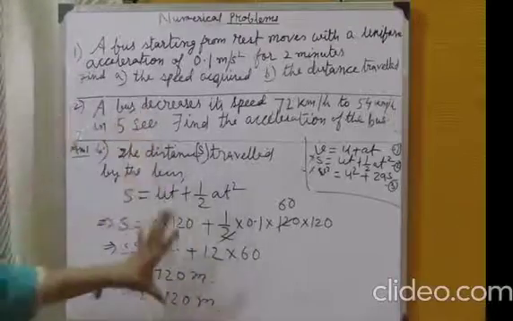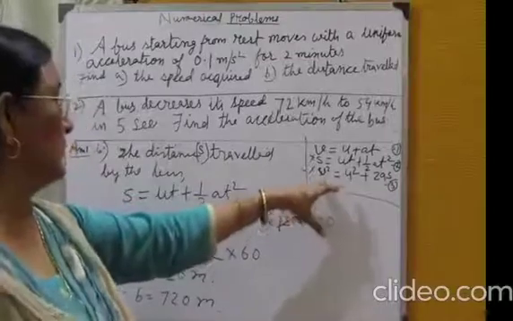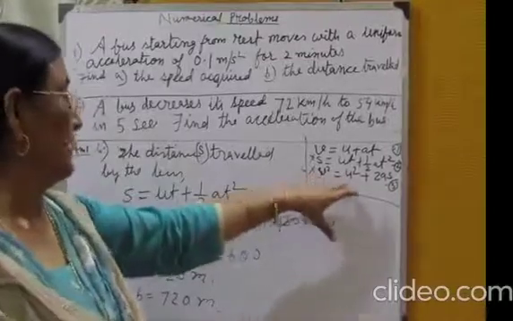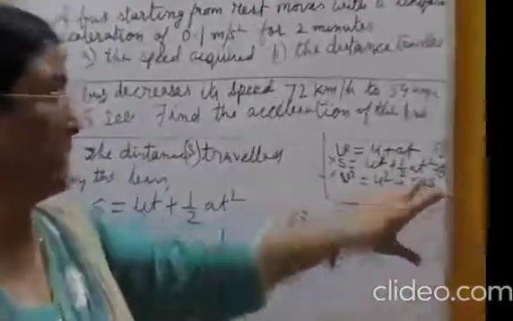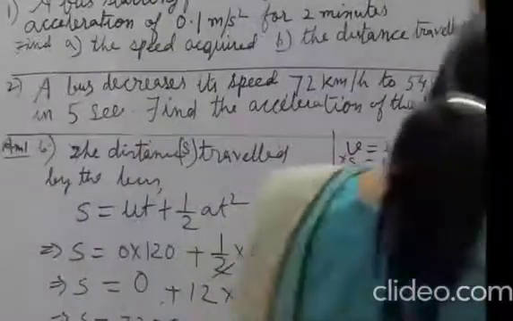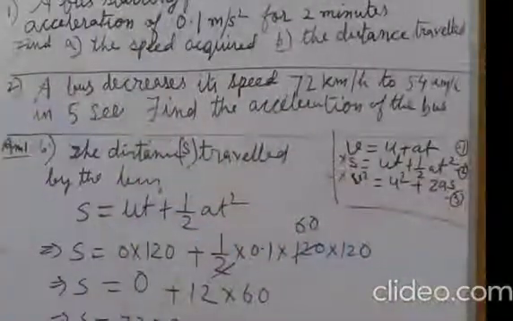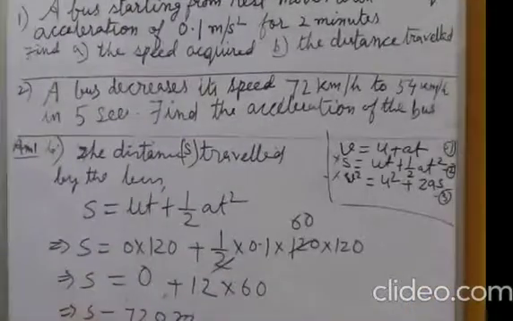In this way, you can use this formula also. Here v equals 12 meter per second, so 12 into 12. Here u will be 0. Here you put 0.1 and s you can find from there. Clear? So in this way we can solve the numerical problems. Now the second part.